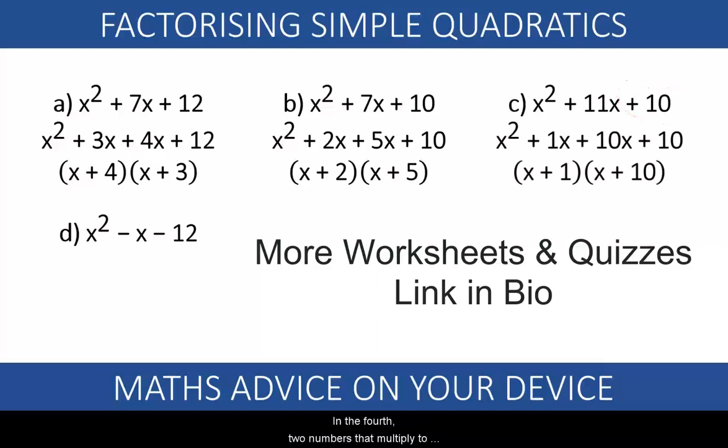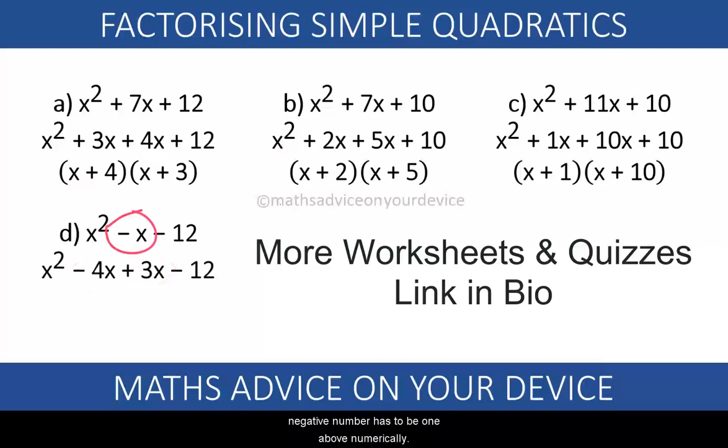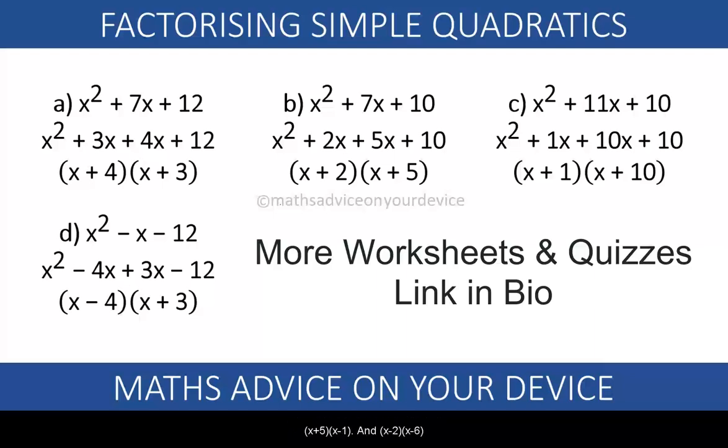In the fourth, two numbers that multiply to negative 12, well, one must be positive and the other negative. Since they add up to negative 1, the negative number has to be 1 above numerically. That leads to x minus 4 times x plus 3.